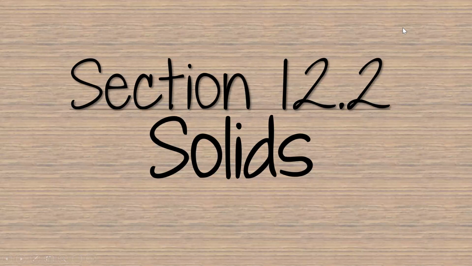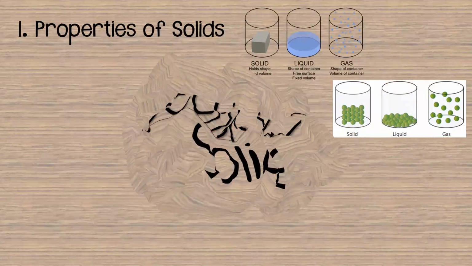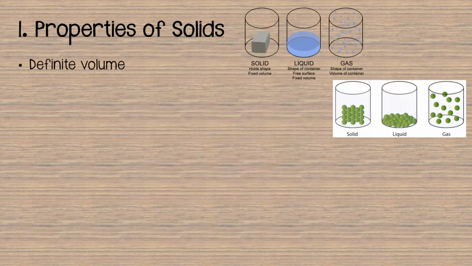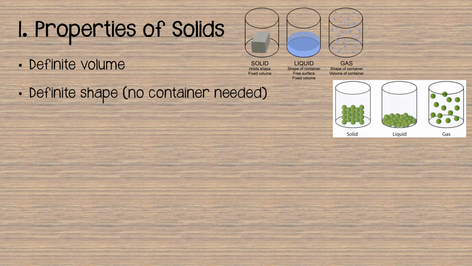Section 2 of this chapter now goes to solids. So, properties of solids. Solids have both a definite volume and a definite shape. There is no container needed to hold their shape, and their volume never changes either. And this has to do with how close the particles are together. They have a very high density because the particles that make up solids are close together.